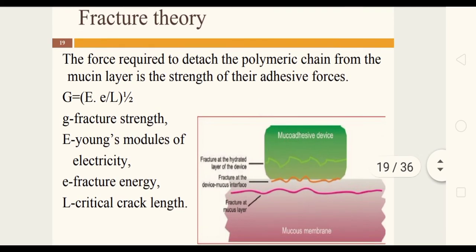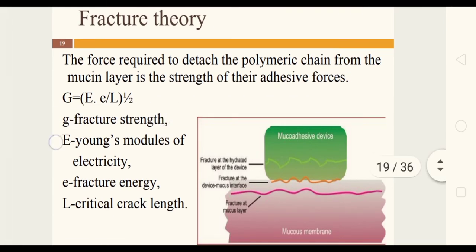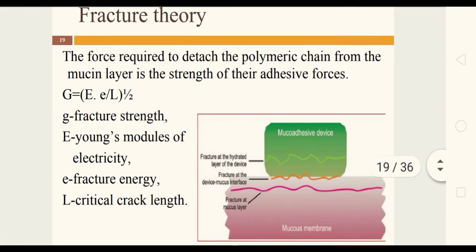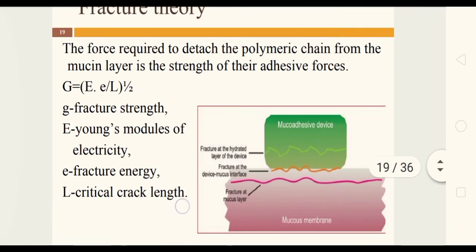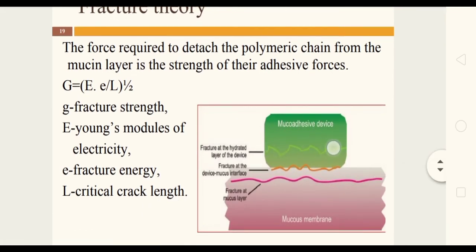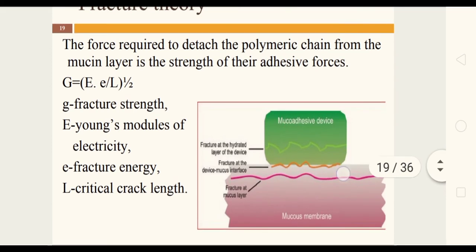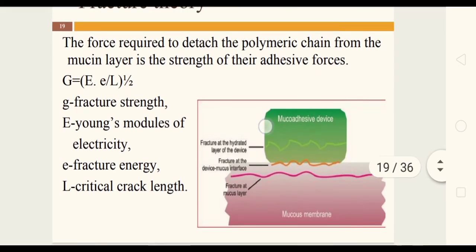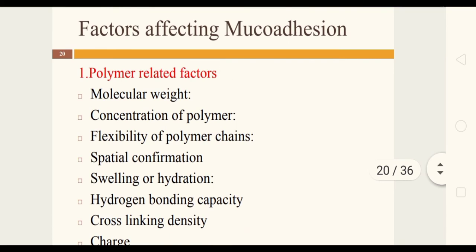Next is fracture theory. The fracture theory is saying that the force required to detach the polymeric chain from the mucin layer is the strength of adhesive forces. This is basically saying how to remove that mucin surface from the product, how to make it free. And this is all about telling how the adhesion takes place. For this we have a formula: G equals the square root of E times E upon L, where G is the fracture strength, E is the Young modulus of elasticity, the other E is the fracture energy, and L is the critical crack length. In this diagram we can see the mucus is there and the adhesion takes place, and the force required to detach is the fracture energy.